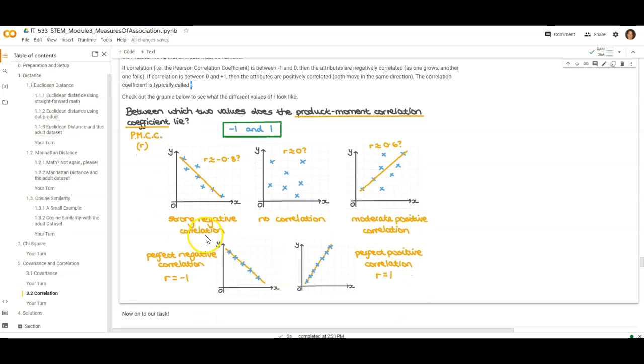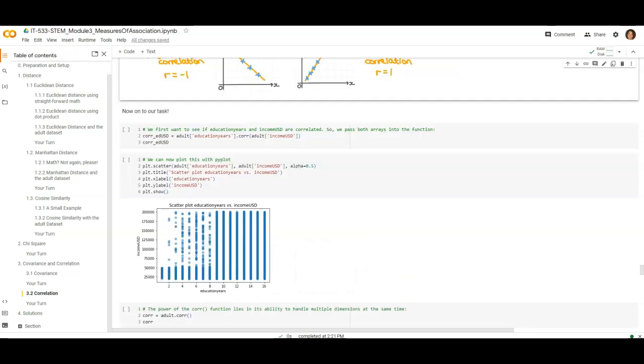A perfect negative correlation means that our R value is -1, and a perfect positive correlation will set our R value to +1. Calculating correlation is one of the most frequent activities in data science and in business analytics. And here is how you do that.